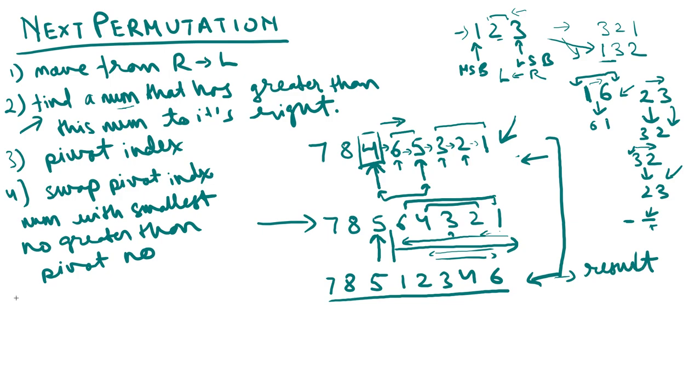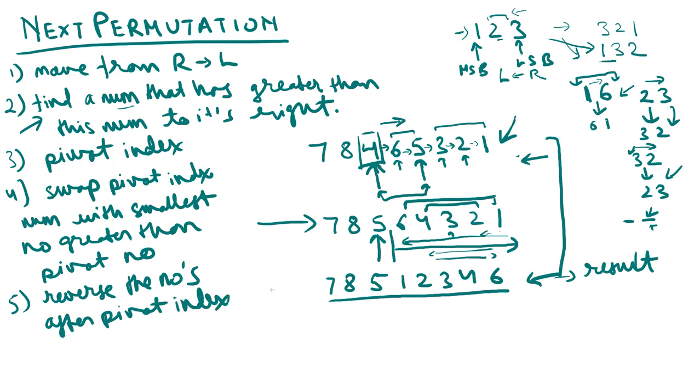And this is the last step, which is to reverse the numbers after pivot index, which is this step. And with this we come to our next permutation of a given input. Now I hope that it was clear, and let's now look at the complexities.